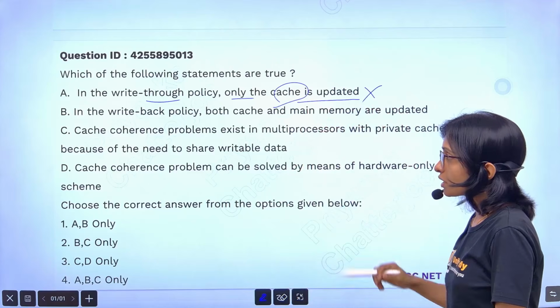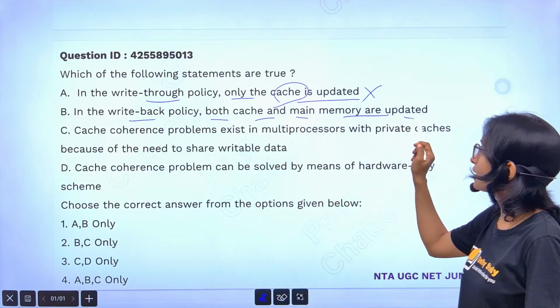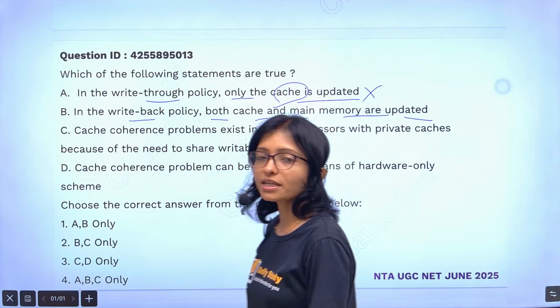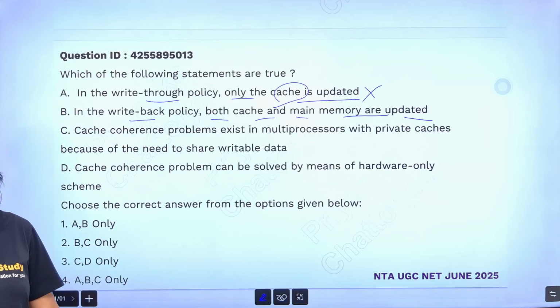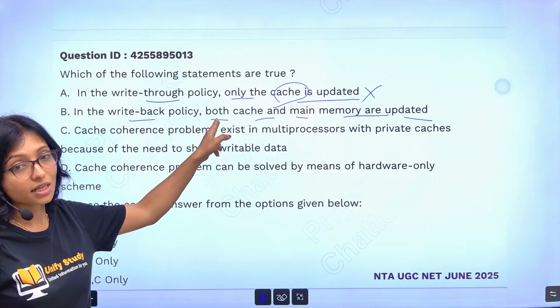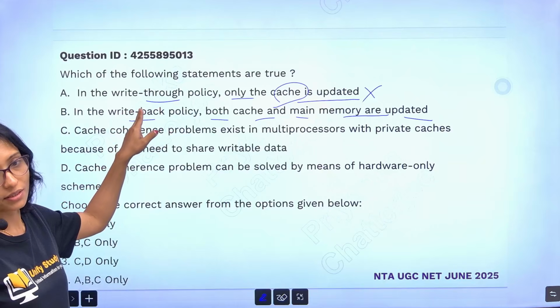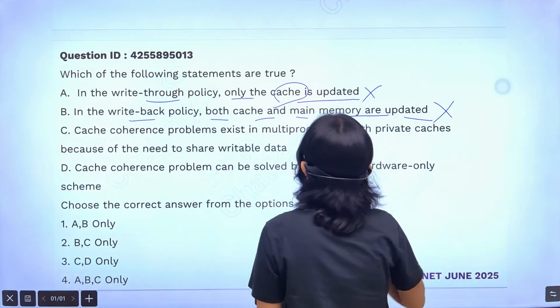It is false. In write back policy, both cache and main memory are updated. This is also false, because in write back, only the cache is updated at first, memory later. Because the cache will update first, then memory. That's why the name is write back. That's why this is also false.